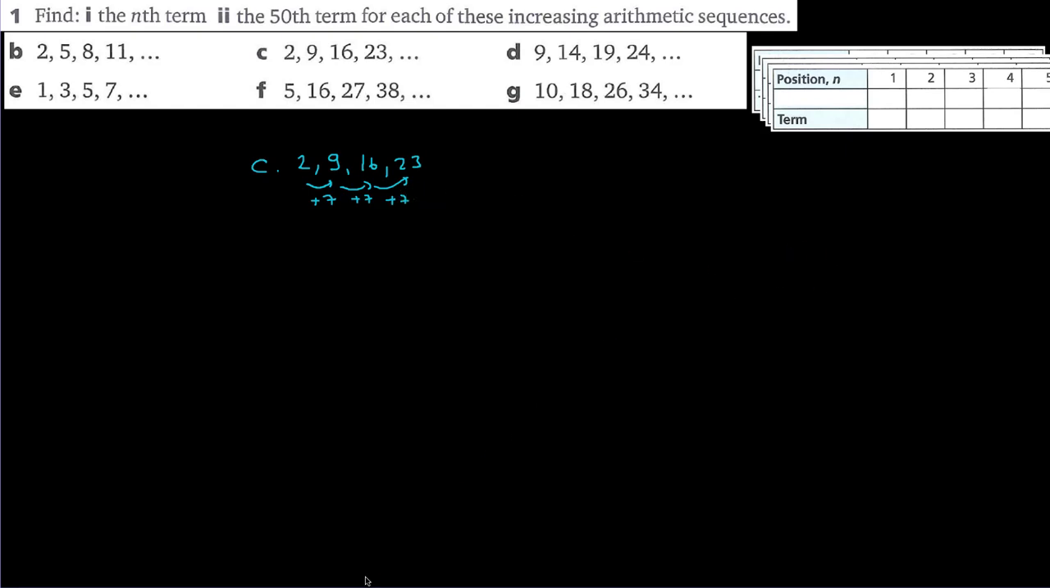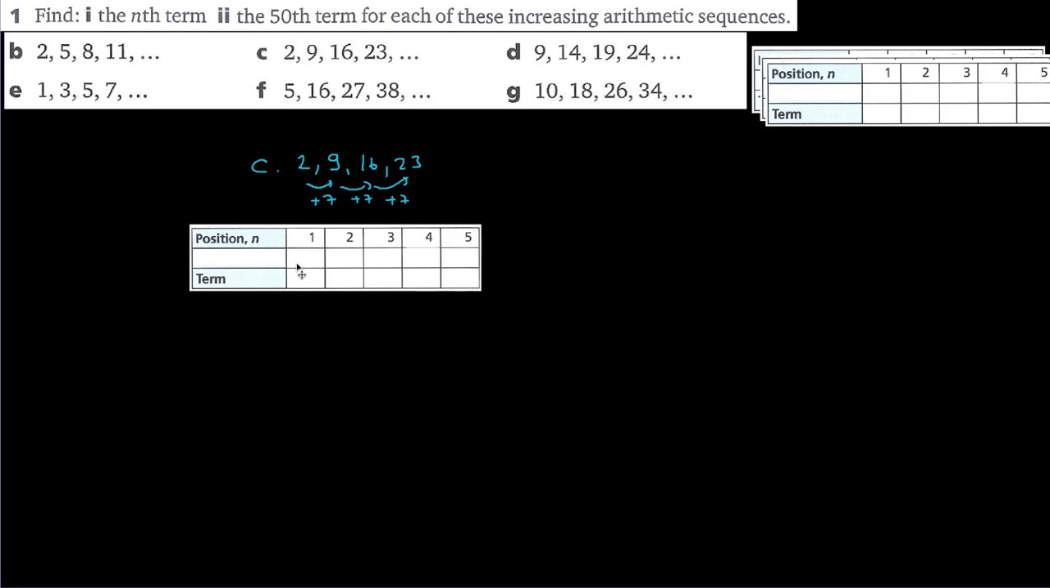When I use a table like this, firstly, if the common difference is 7, I'm going to make the 7 times table. 7 times 1 is 7, 7 times 2 is 14, 7 times 3 is 21, 7 times 4 is 28. I think this is enough, there's no need to find the 5th one. The terms are 2, 9, 16, and 23.